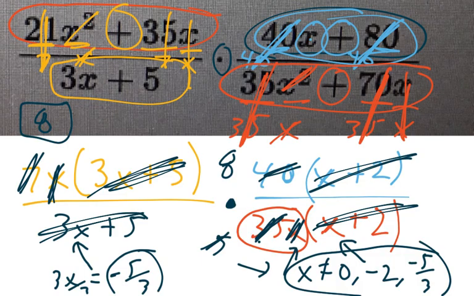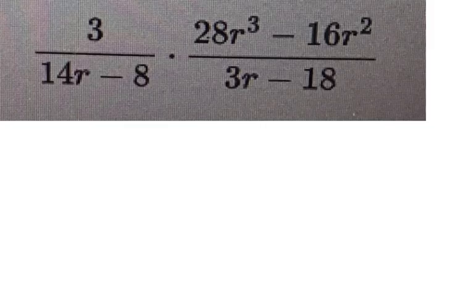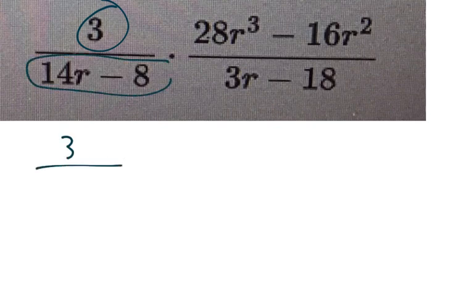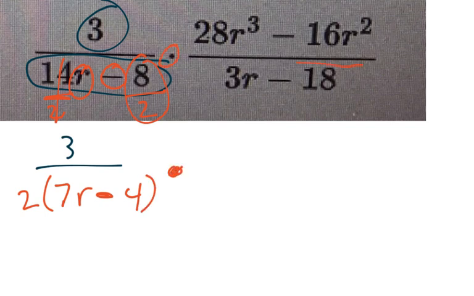All right, let's squeeze in one more into this video. 3, can't do anything with that yet. This, we should know we can divide by 2. So let's do a 2 here. 14 divided by 2 is 7R. Notice the minus. 8 divided by 2 is 4. We have a times.